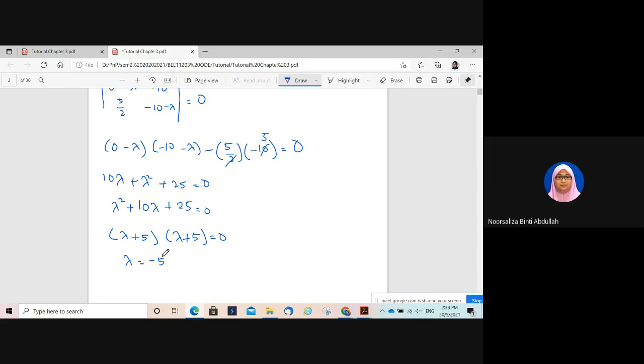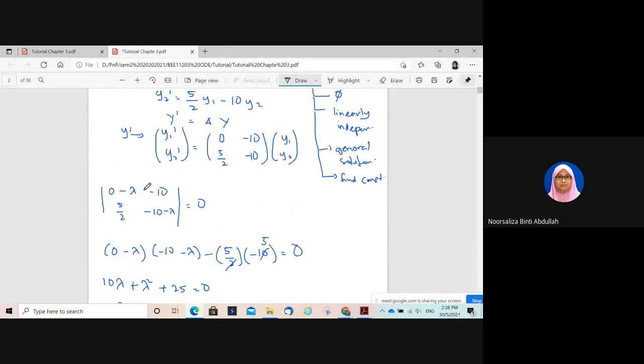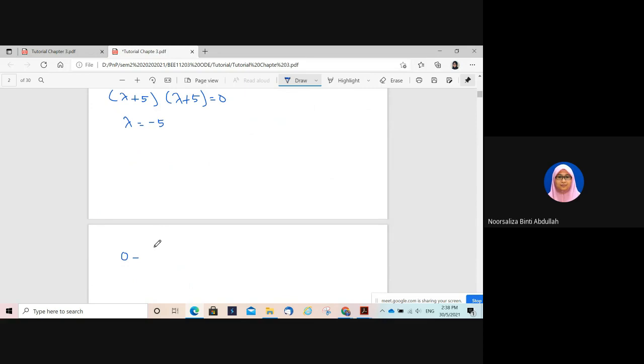Okay, so you just have one lambda. Now from this lambda, we can get the eigenvector. To find the eigenvector, you replace lambda with minus 5 into this matrix: 0 minus lambda, minus 10, minus lambda. So lambda is minus 5. Here we have a minus 5. Here we have 10. And here we have 5 over 2. Here we have minus 10 minus minus 5.